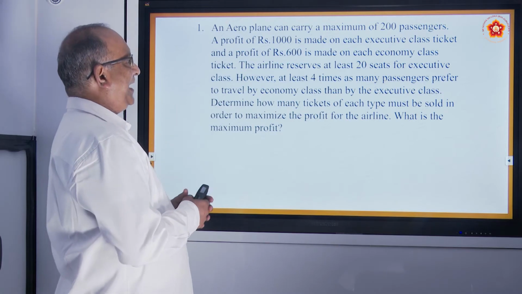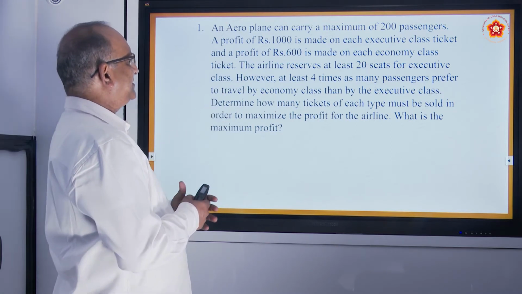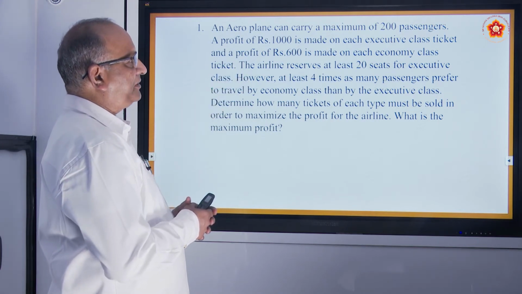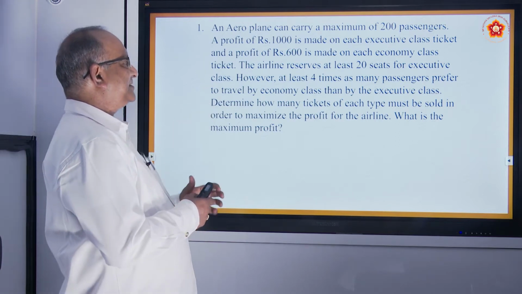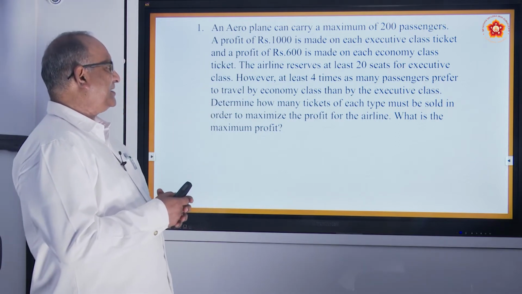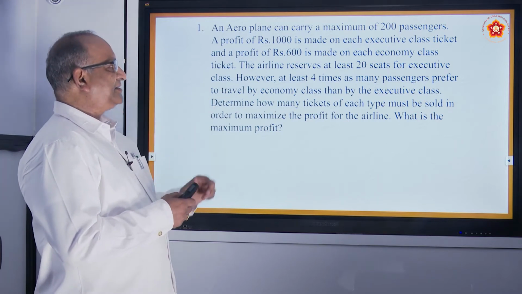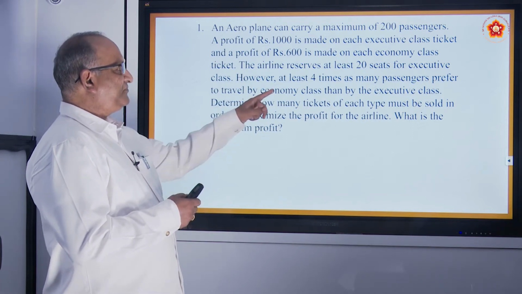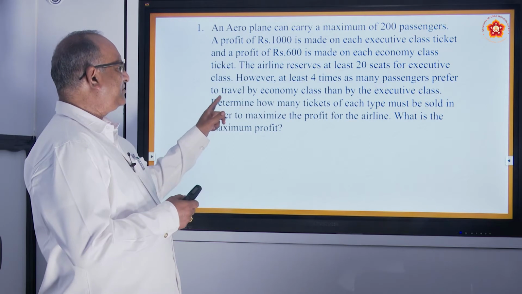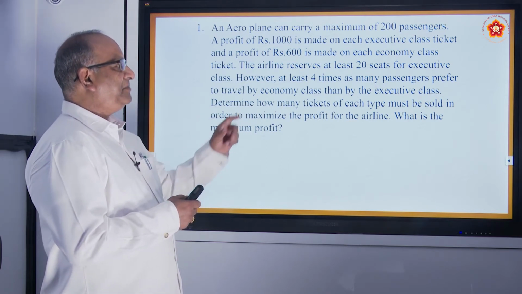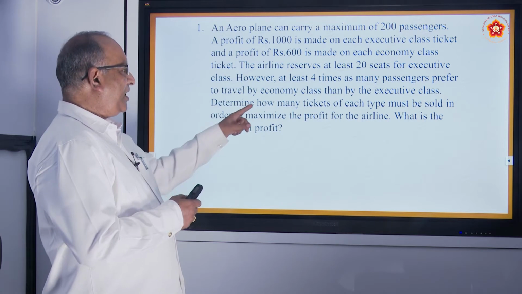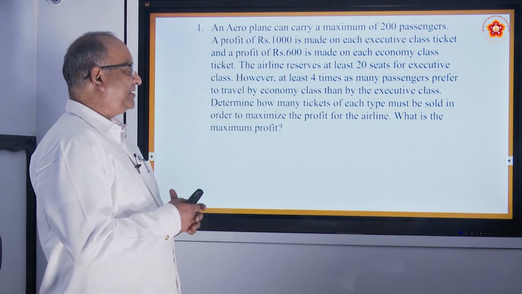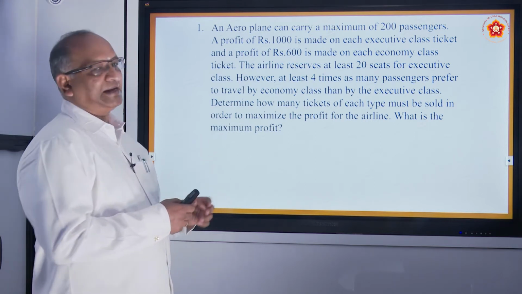An aeroplane can carry a maximum of 200 passengers. A profit of rupees 1000 is made on each executive class ticket, and a profit of 600 is made on each economy class ticket. The airline reserves at least 20 seats for executive class. However, at least 4 times as many passengers prefer to travel by economy class than by the executive class. Determine how many tickets of each type must be sold in order to maximize the profit for the airline, and what is the maximum profit.